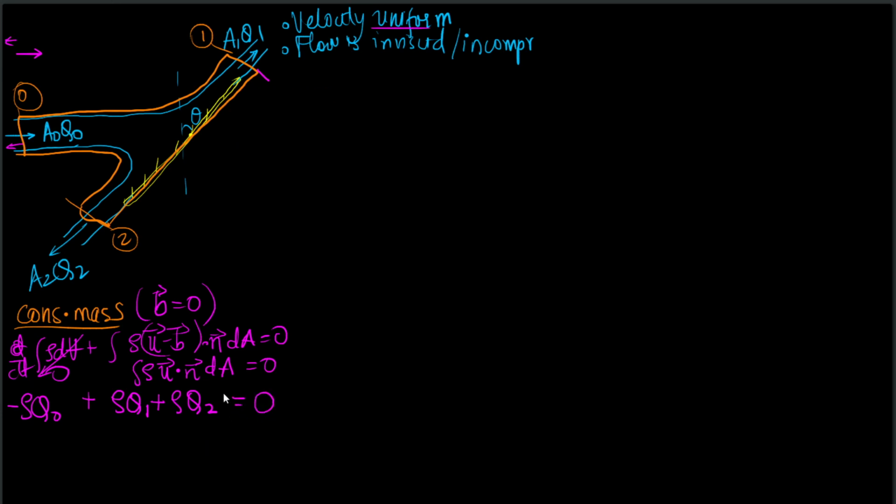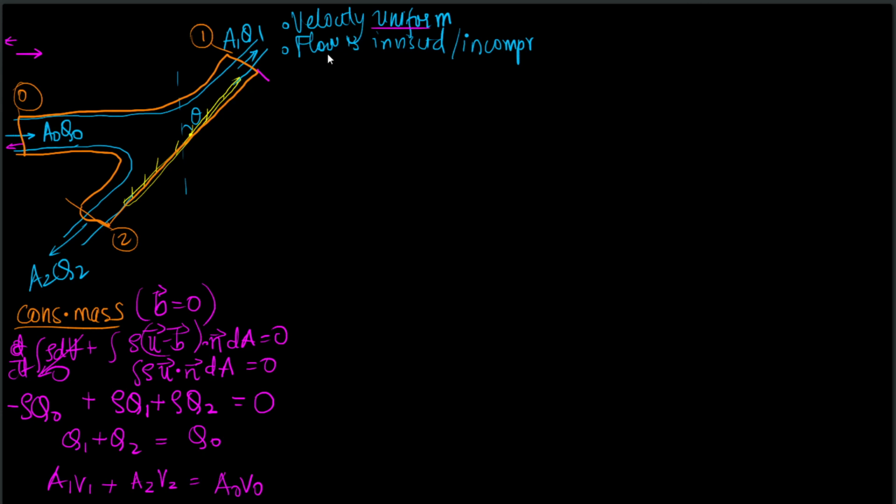So this gives us a relationship between the various Q's, and so we have Q1 plus Q2 is equal to Q naught, and essentially it is A1 V1 plus A2 V2 is equal to A naught V naught, because Q is equal to area of cross section times the uniform velocity. The velocity is uniform and hence we can write this. We can disregard the integral, no problem.